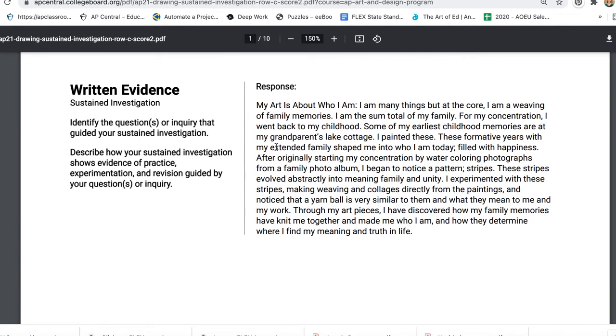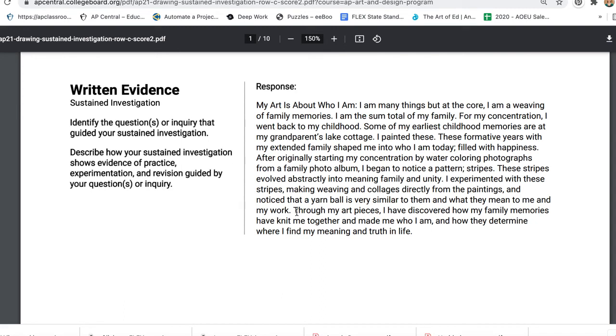The written evidence is 1,200 characters that you have to write about your work as a whole, working on making those connections for where the rubric talks about written evidence and those visual connections. So this is your written evidence.